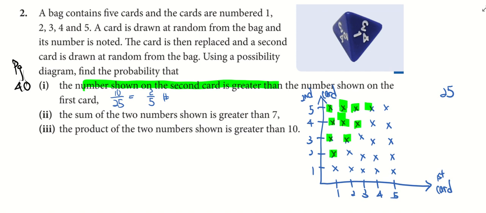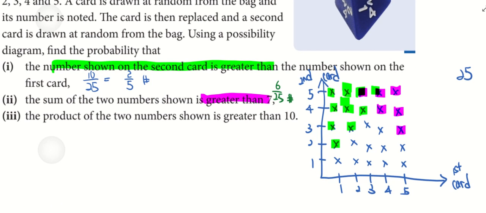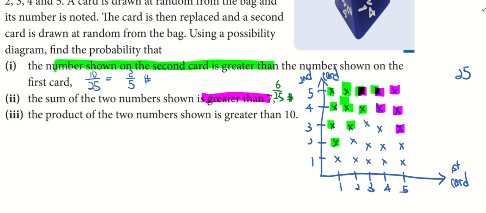Now, I need at least 8. Let's take a look. Greater than 7 means it must be at least 8. 5 plus 3 is 8, plus 4 is 9, plus 5 is 10. 4 plus 4 is 8. Can you see the sequence that I do it? It becomes easier, am I right? In total, how many cases are there? 3, 2, 1, a total of 6 cases. So I'll get 6 over 25. I cannot reduce to lowest terms anymore.